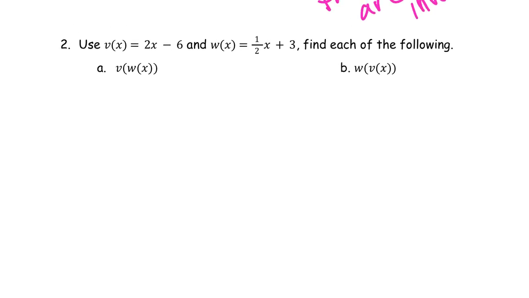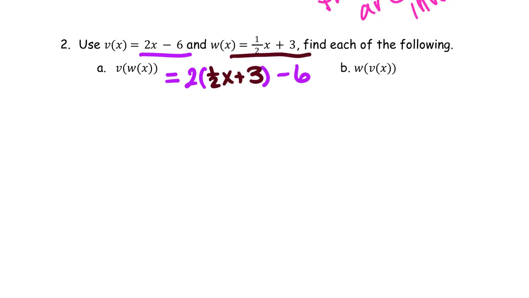Okay, so this next one, I'm going to do V. So V is my outie. So I got 2 parentheses minus 6. W is my innie. So we're going to do 1/2 X plus 3. And then simplify it. What's 2 times 1/2? What's 2 times 3? And we get, so do we think they're inverses? Are we done though? Have to do it both ways.